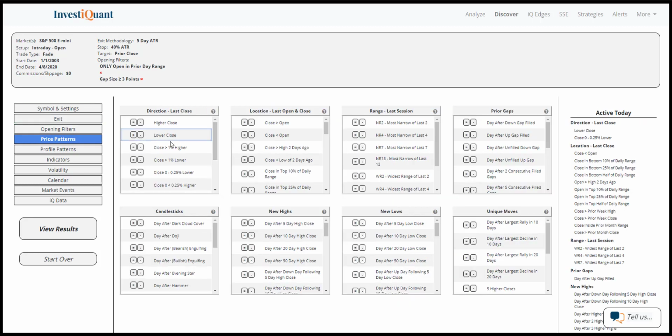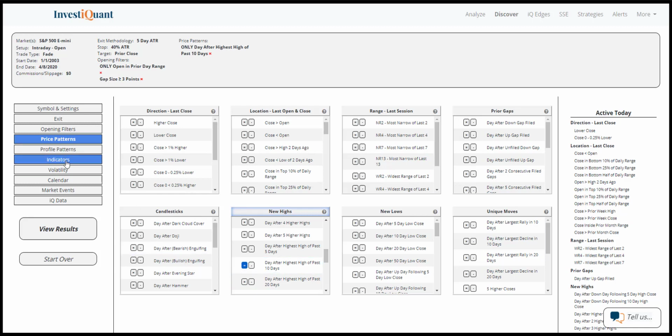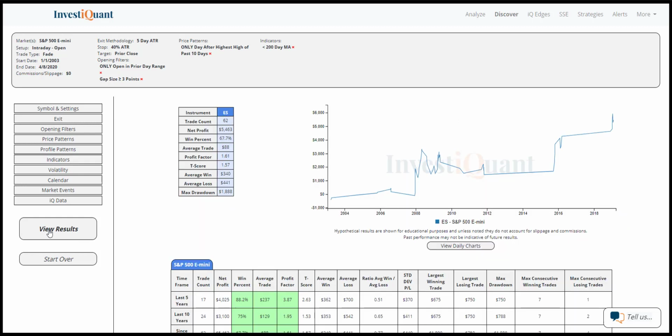In the price patterns, we're going to be looking at day after highest high of the past 10 days. So if I come down here to the new high section, day after highest high of past 10 days, hit equals. And then I'm going to go into indicators and just put it under the 200-day moving average. So under there, and view results.